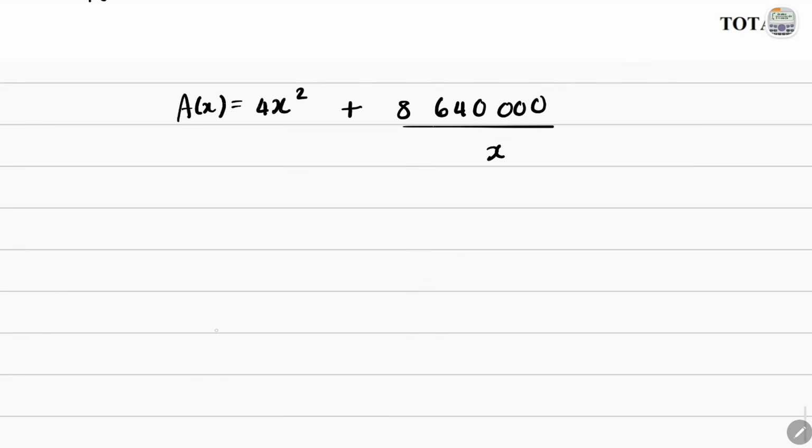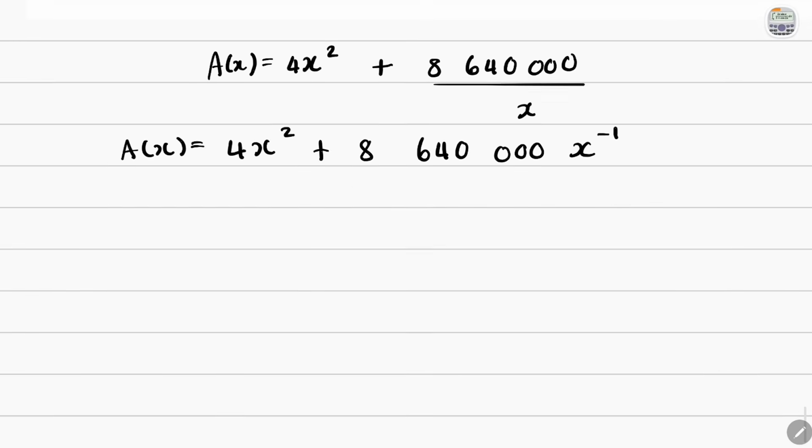Let's find the gradient of this function. Do you see that to find the gradient, or to derive this function, we have to move this x up to the numerator because we can't derive it like this. So we'll rewrite our function. This is equal to 4x squared plus 8,640,000 times x raised to the power of -1, since its exponent was 1. And now we're ready to derive.